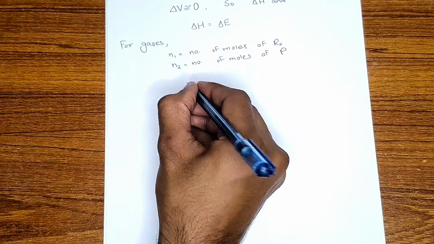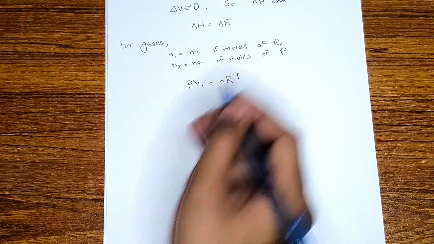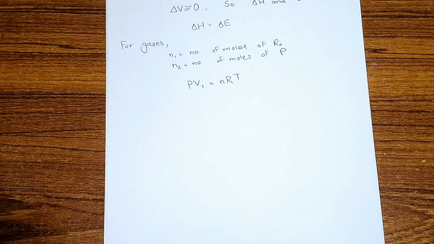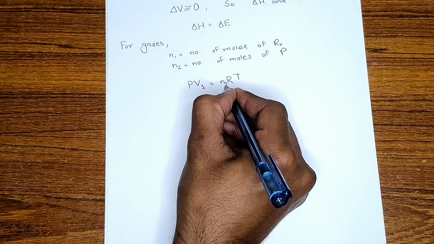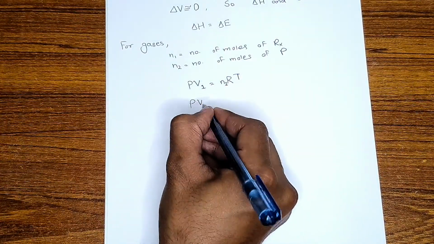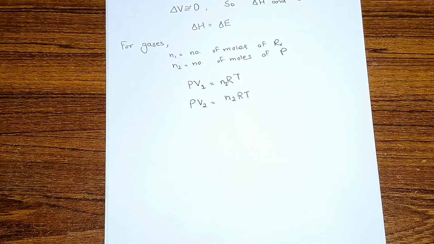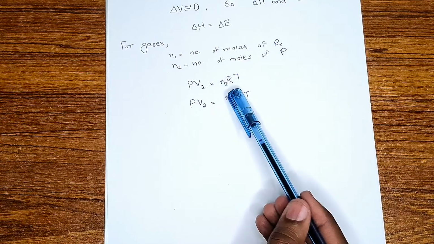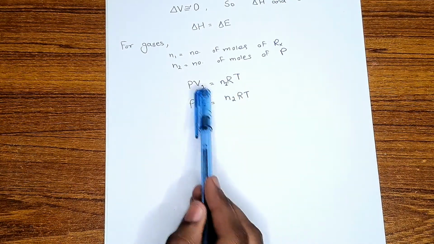PV1 is equal to N1 RT. So N1 is the number of moles of reactant. Similarly, if I'm taking V2, then that will be PV2 equal to N2 RT, because during the course of the reaction, the reactants have changed into product. The number of moles has changed from N1 to N2. Similarly, the volume has changed from V1 to V2.